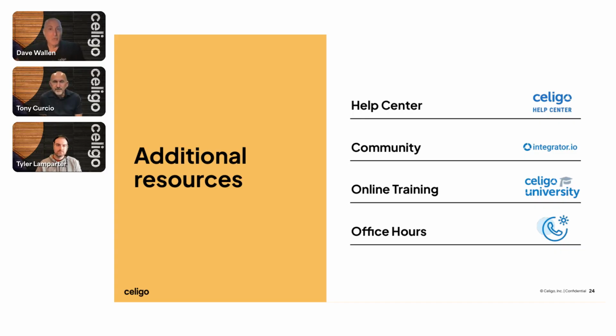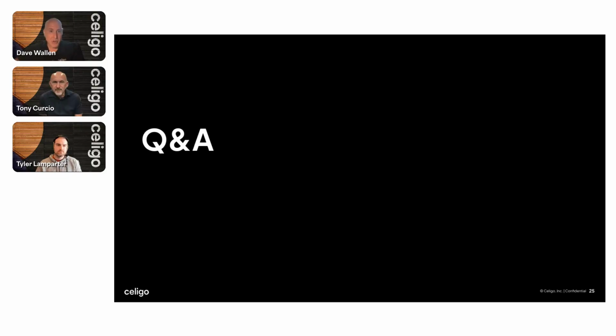Okay, so we'll get to the Q&A, and there's a couple in the queue. Tony, you answered one privately, but I'm going to make you answer it for everybody this time. So does each flow need a description in order for Celigo AI to locate it?